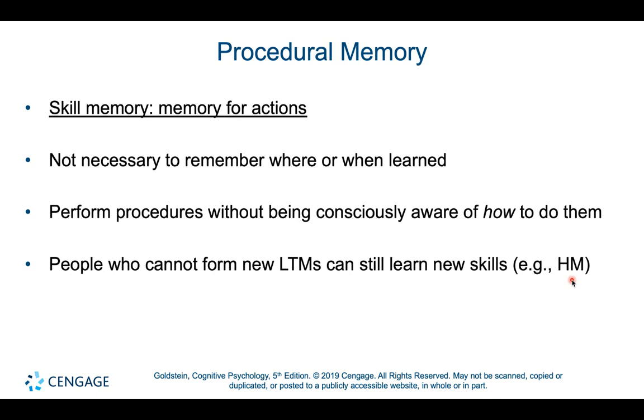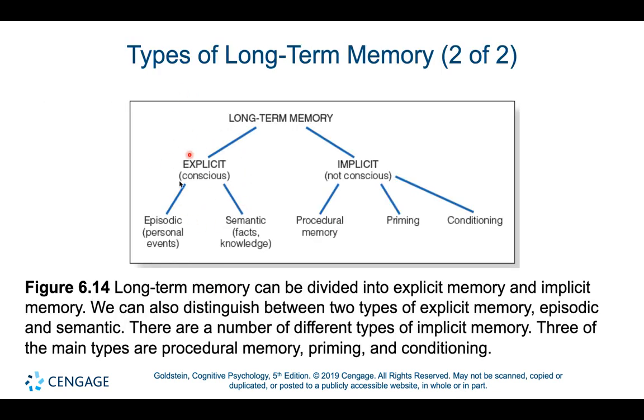But HM can learn how to play the piano. HM could get better at tennis. HM could learn how to shoot a basketball. Because those are procedural memories, they don't require explicit conscious awareness and understanding. It's a different kind of memory system. So the hippocampus is dealing with these explicit episodic and semantic memories. And if we remove the hippocampus, we really screw up this left side of long-term memory. But it doesn't so much screw up this right side of long-term memory, the implicit memories.